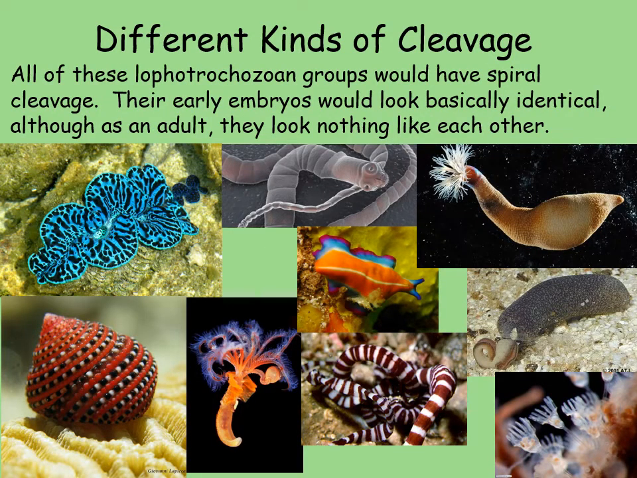So all of these different Lophotrochozoan groups shown here would all have spiral cleavage. So their early embryos, if you looked at them through the early cleavage stages, would all look basically identical. But as an adult, they don't look very much like each other.